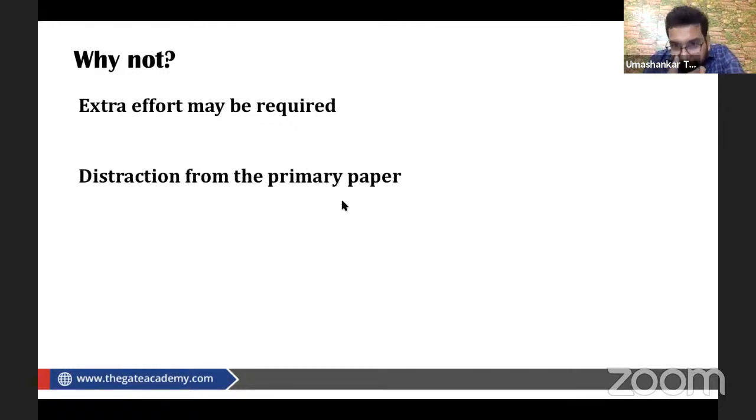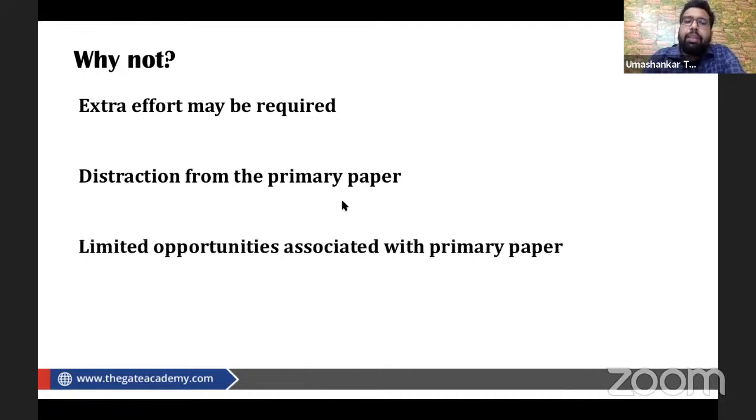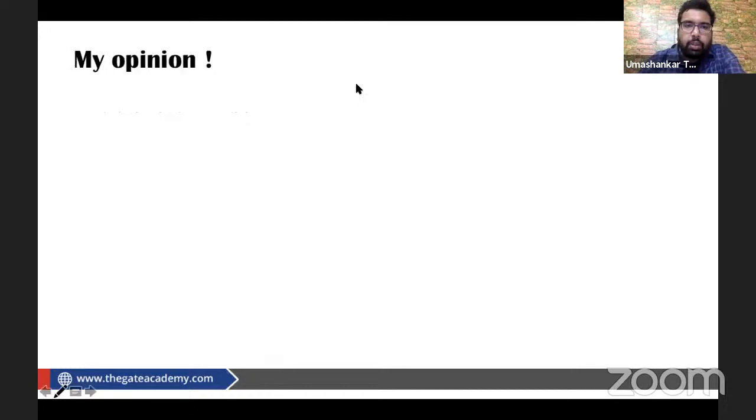Second, as I said, when your efforts are distributed towards some other paper, definitely there will be some distraction from the primary paper. And obviously, as I said, limited opportunities are associated with the secondary paper. Are you getting my point, beta? Because it is basically limited to MTech admission in particular specializations only.